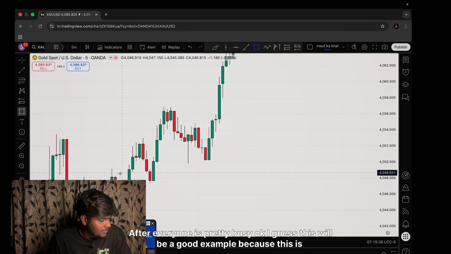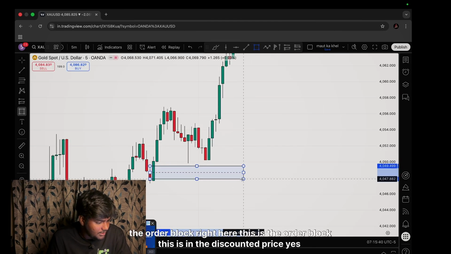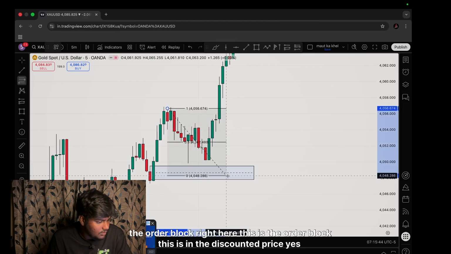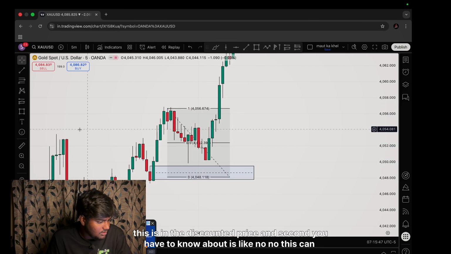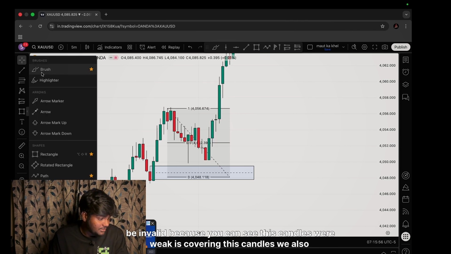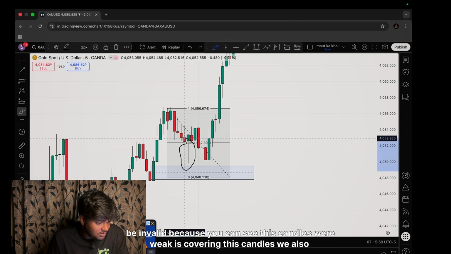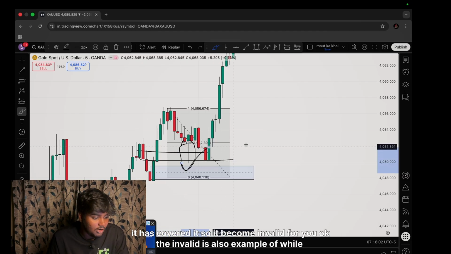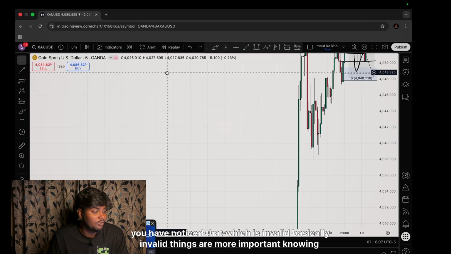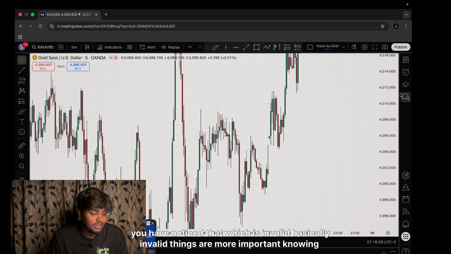Okay, I guess this will be a good example, because this is the order block right here. This is in the discounted price. And second, you have to know this can be invalid, because you can see this candle's wick is covering this candle's wick also. It has covered it, so it becomes invalid for you. The invalid is also an example, because you have to notice which is invalid.